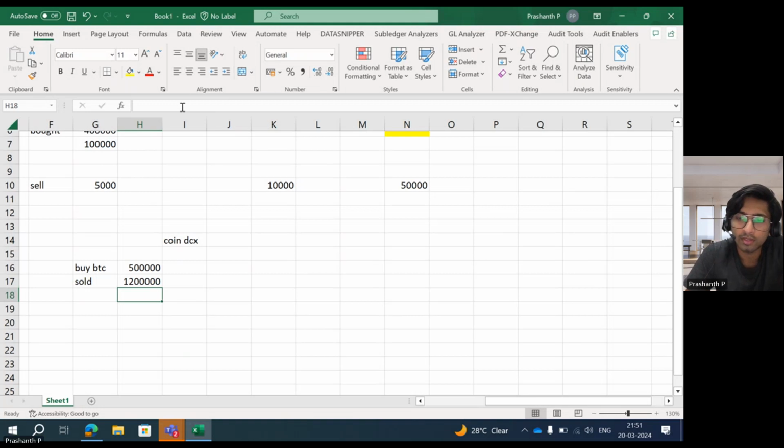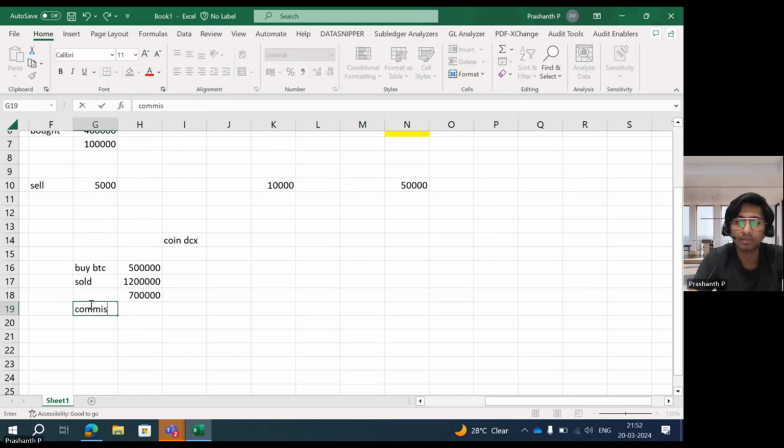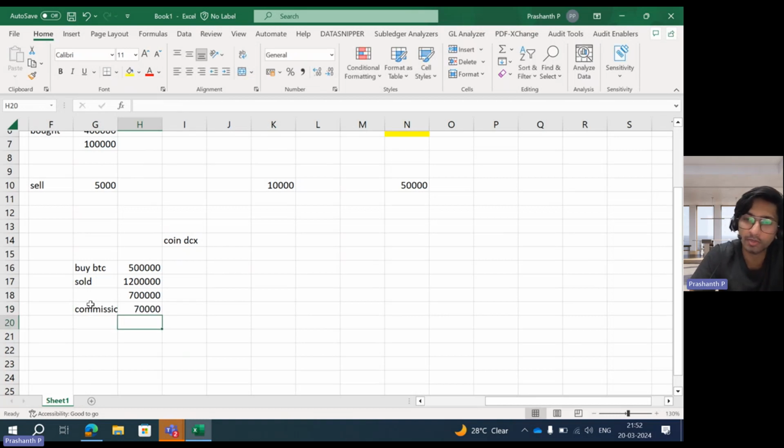So what is the profit that I earned? 12 lakh minus 5 lakh, 7 lakh is the profit that I earned. But CoinDCX charged a small portion as commission. Let's say CoinDCX charged a commission of 70,000 rupees, 10% commission rate. Now how much is my profit? 7 lakh minus 70,000. I earned a profit of around 6 lakh 30,000 rupees.